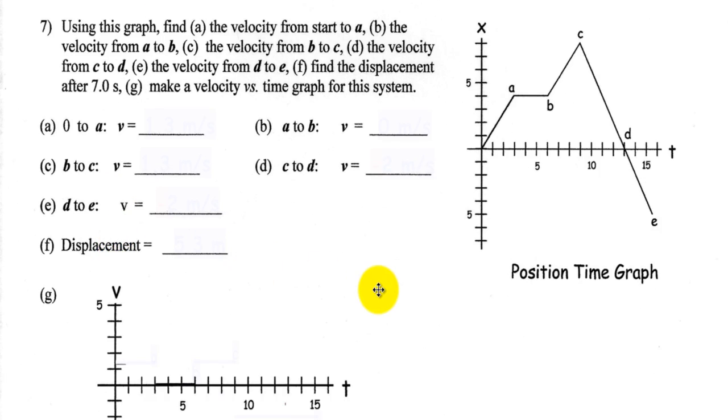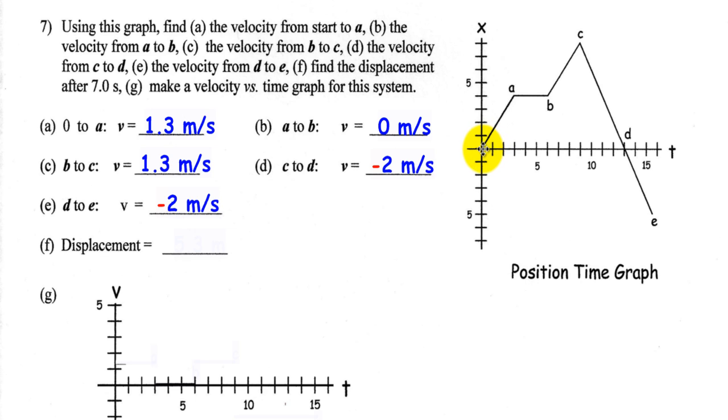Okay, number 7. Using this graph, find the velocity from the start to A, the velocity from A to B, the velocity from B to C, etc. Well, looking at this graph, this is a position versus time graph, which means if I want to find the velocity, all I have to do for each of these instances is find the slope. So all of these were just calculating out the slope for each one.